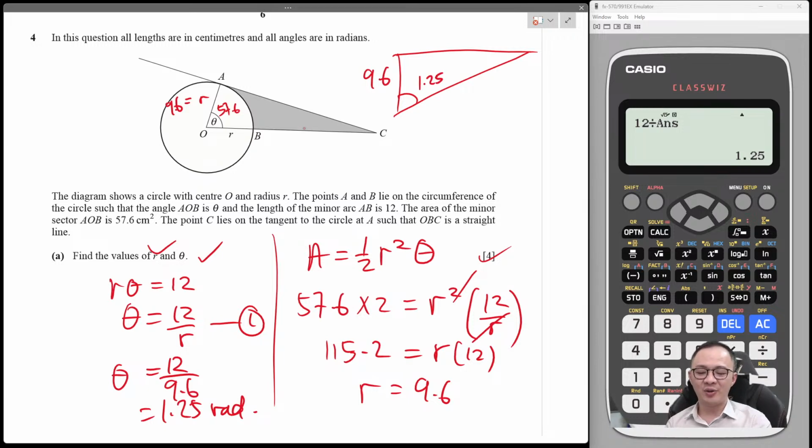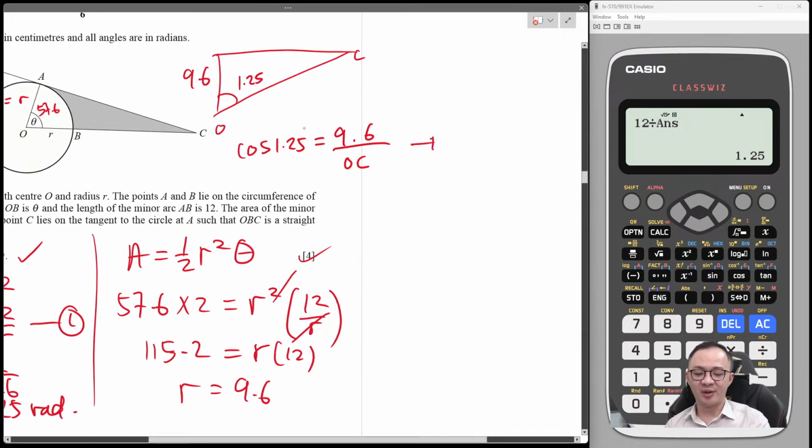Okay, let's say I want to find O to C. I will use the CAH. Okay, cos 1.25 is adjacent over hypotenuse. No surprise, this formula is SOH CAH TOA. So OC will equal to 9.6 divided by cos 1.25.